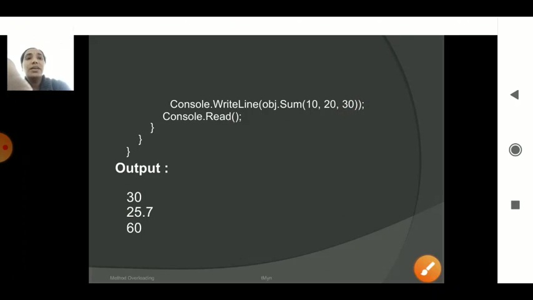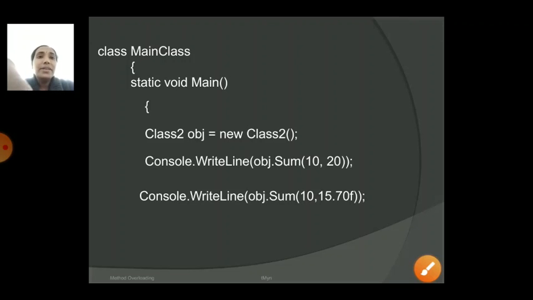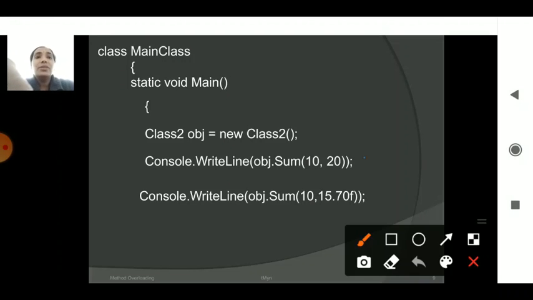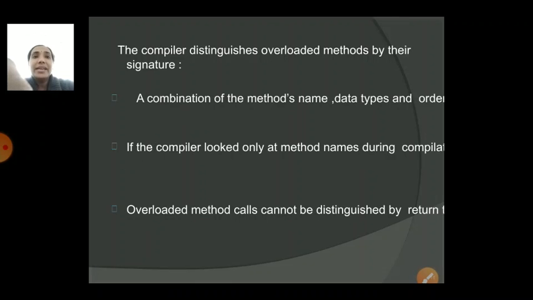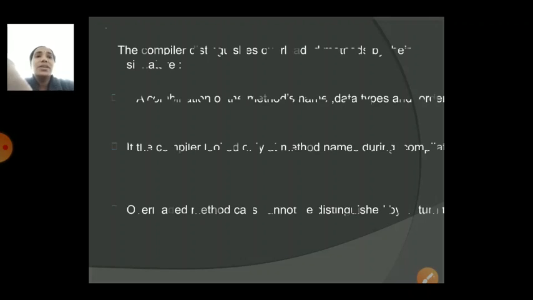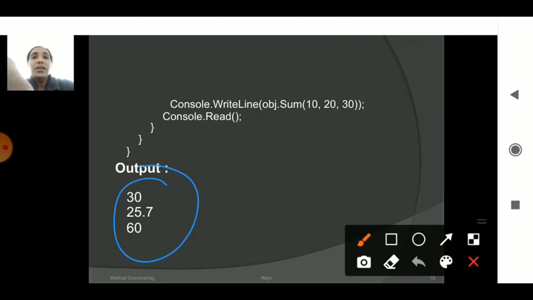So now you can check out the output which is being given. In the beginning it was 10 plus 20, so it is 30. Then it has 10 plus 15.7, so when it is considered, it will be 25.7 as I said. Then at last it will print the sum, that is 60. So you have all the output here, 30, 25.7 and 60.